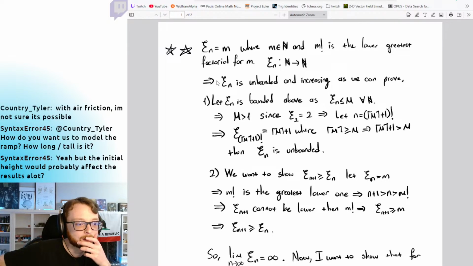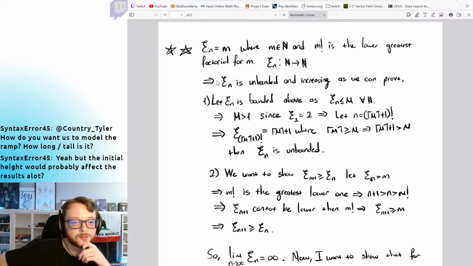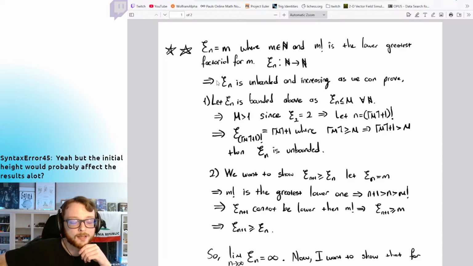Initial height. I think the difference in heights would be negligible. It would matter, yeah, but I don't think it's going to be that big a deal. Like the difference between 1 meter and 2 meters for the scales that we're talking about. Maybe it would, but I feel like it wouldn't. I'd probably just pretend that it's zero.